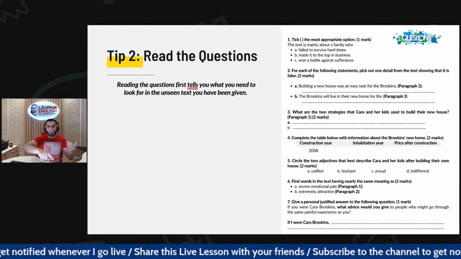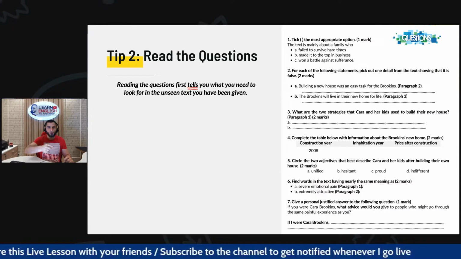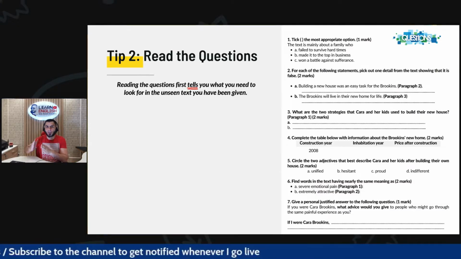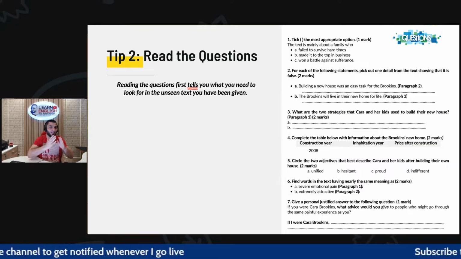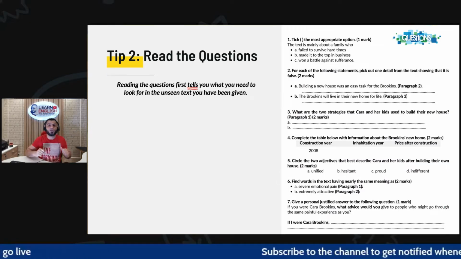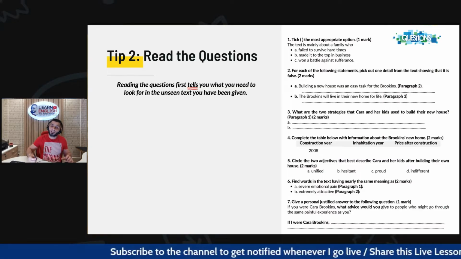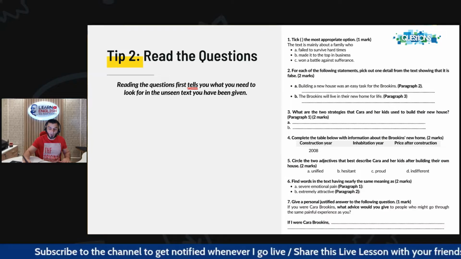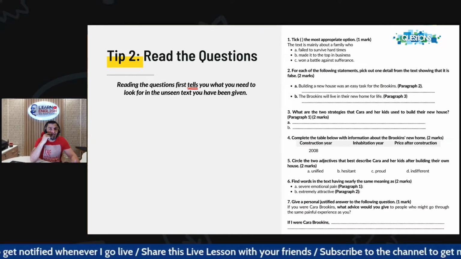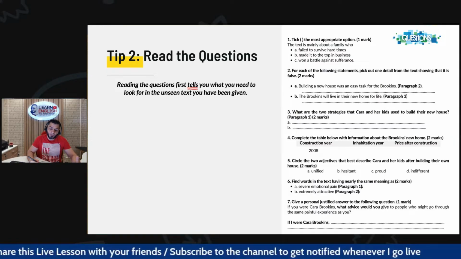So if you start reading the text first, here I advise you to do the opposite, which is starting from the questions so that you can have prior knowledge about the text and then you read the text. And I will show you how to do that in a very good way. So when you read the questions, you have to take your pen and a piece of paper and do what I am going to do right now. So let's start with the first question.